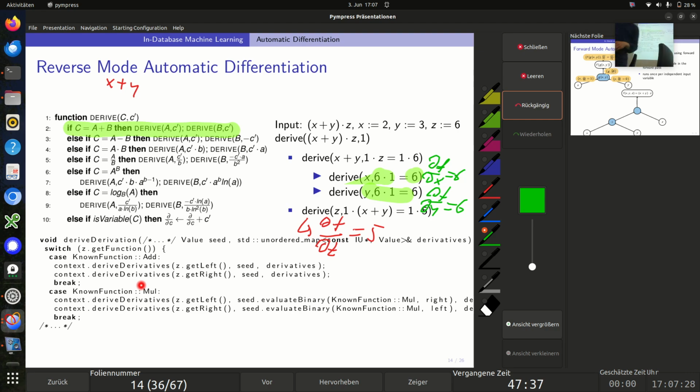Okay, questions? If it's not the case, I can explain also forward mode automatic differentiation.